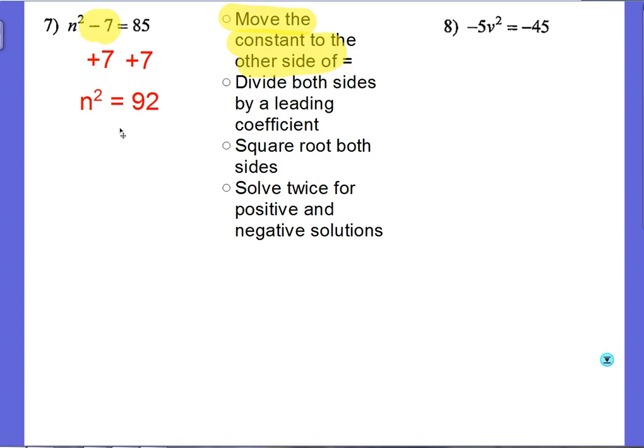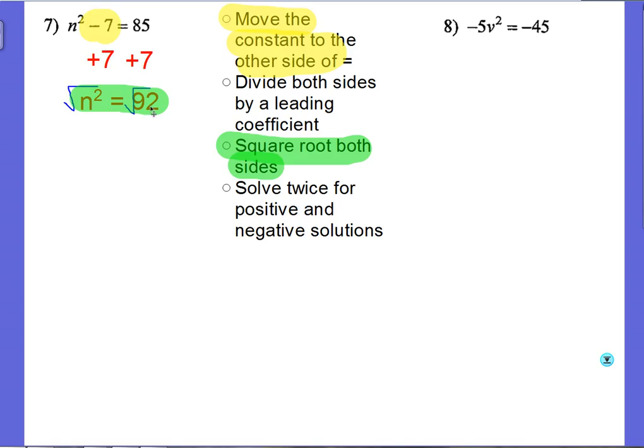And I have n squared equals 92. Now, the second bullet says divide both sides by a leading coefficient. There's no coefficient in front of n squared, so there's nothing to divide by. I'm going to skip that step. The next step says take the square root of both sides. Well, we have to do that because there's a square there. So square root, square root. The directions also say that I have to answer in the form of a simplified root.